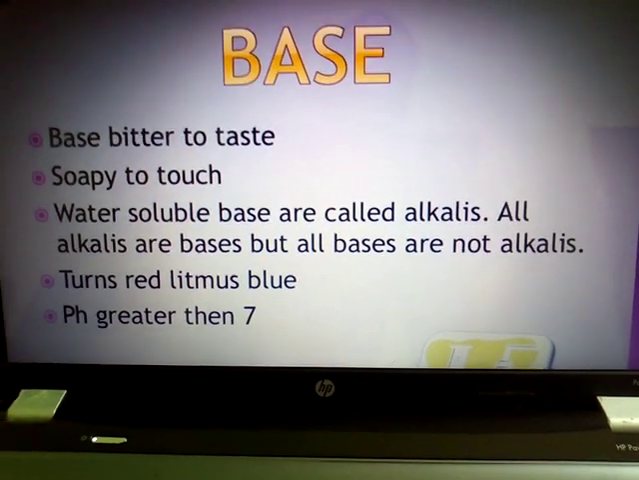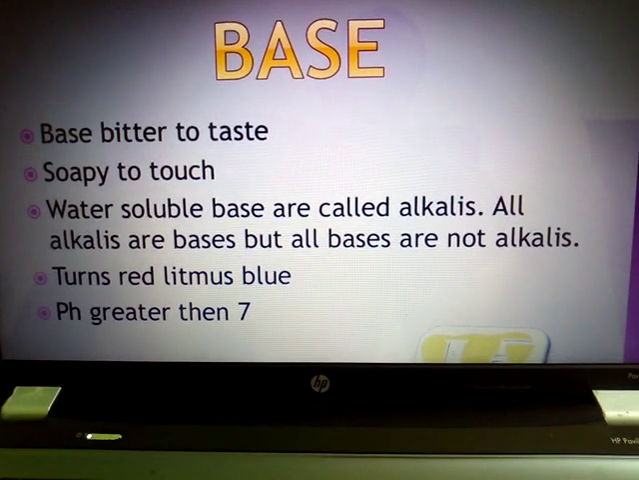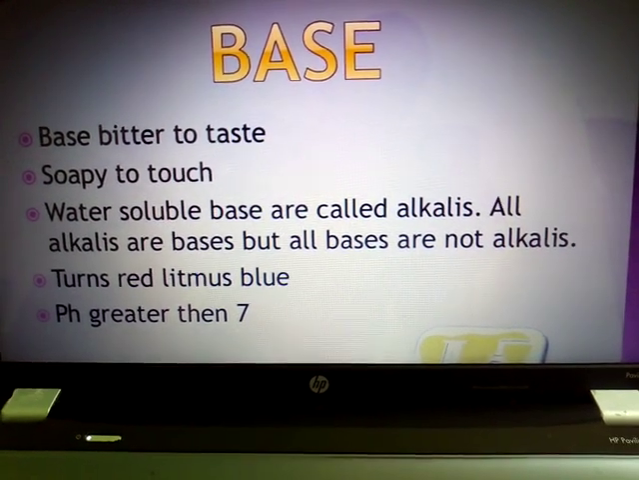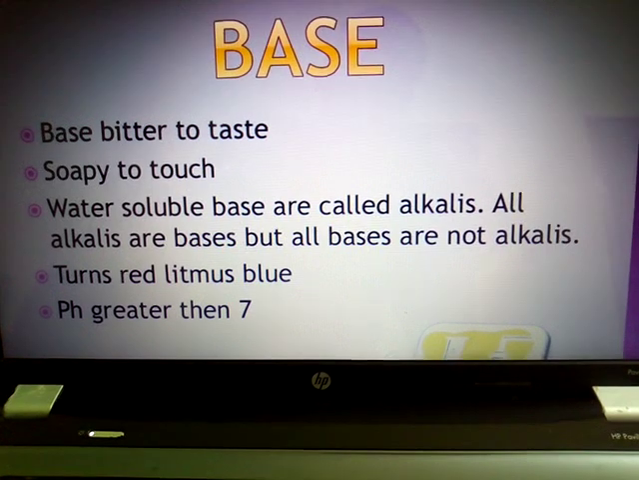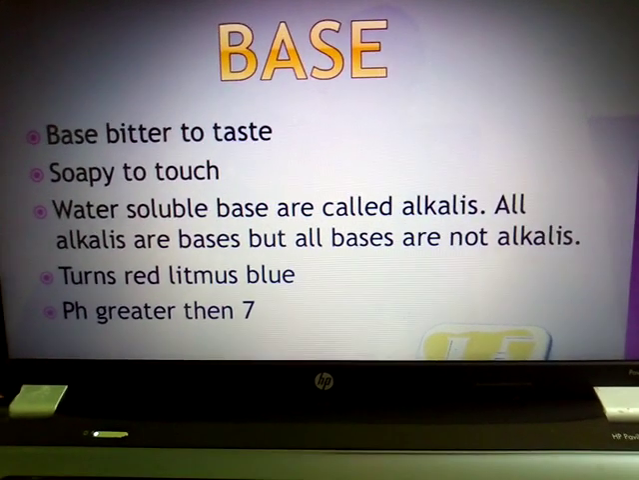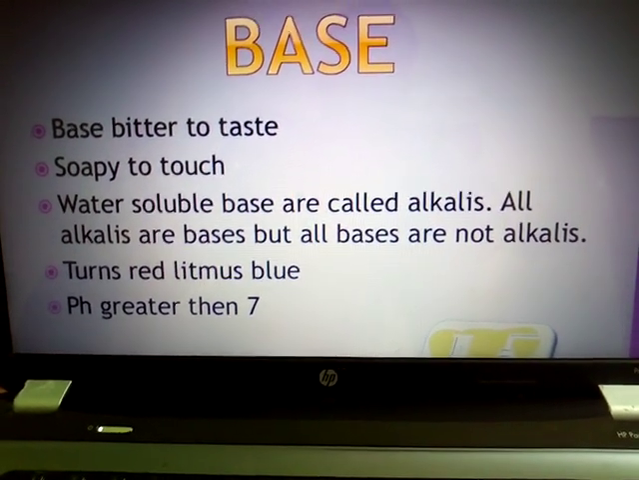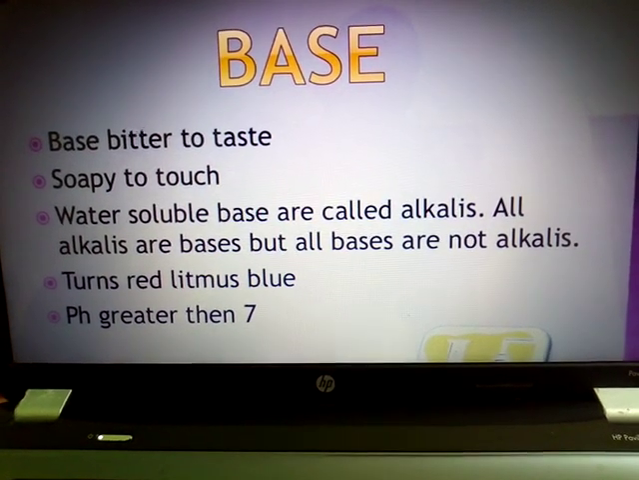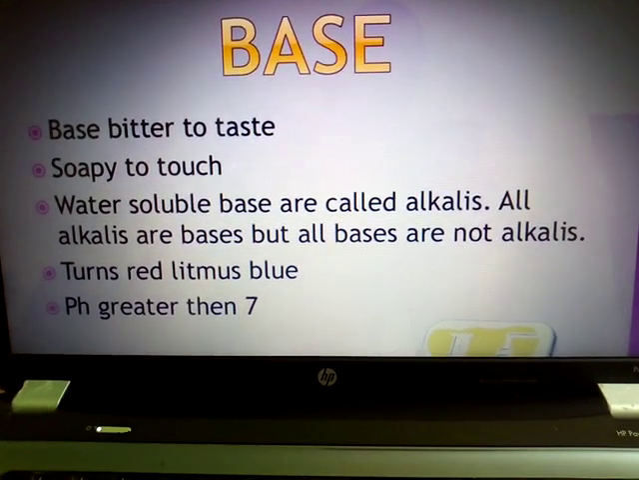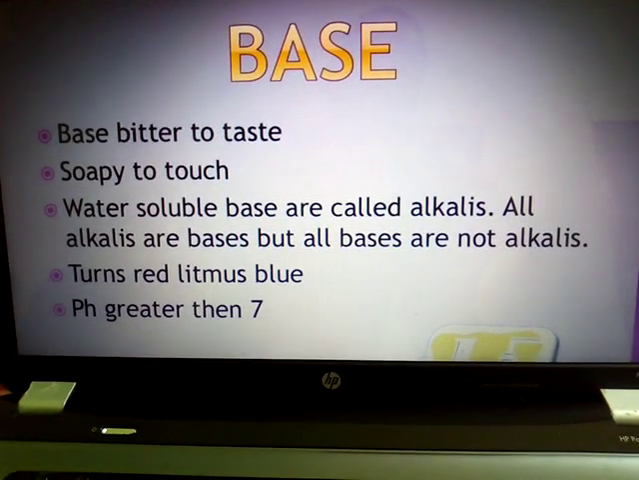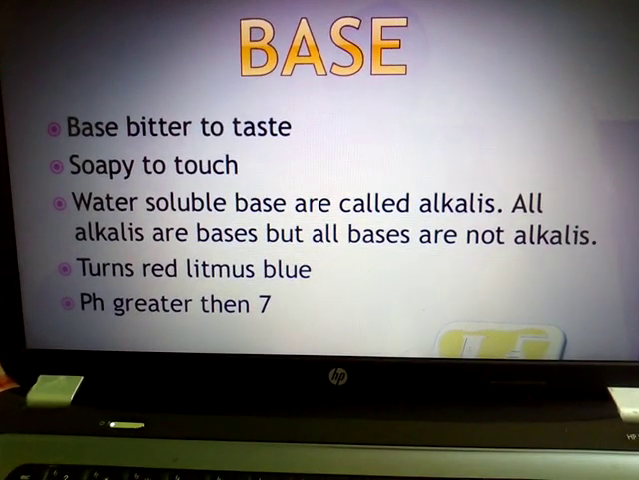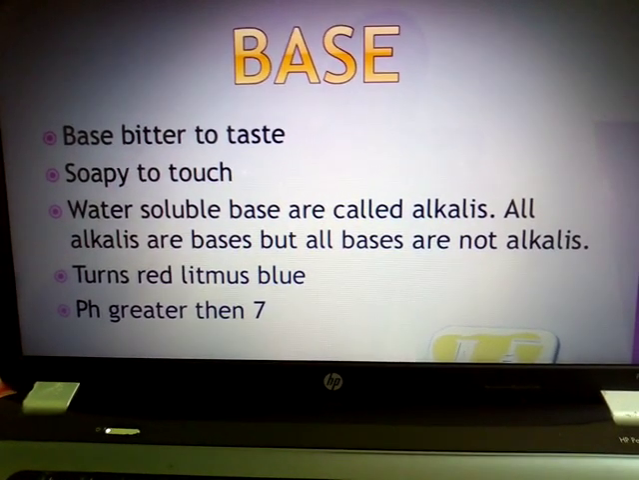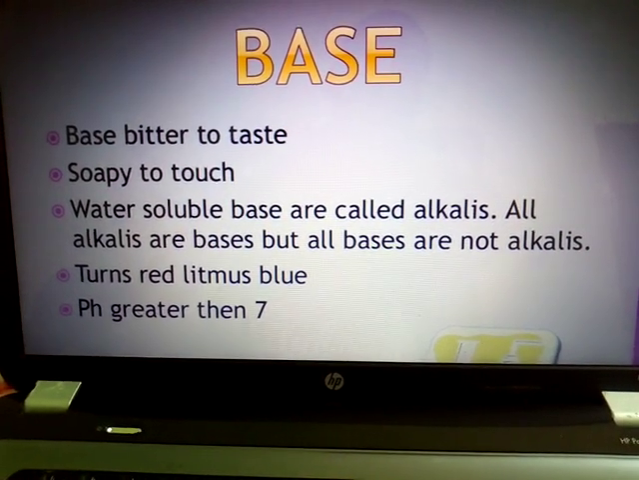So up till here we have seen what an acid is. Acids are substances which are sour in taste, and a base is a substance which is bitter in taste. And salt is a substance which is formed when acid and base react. When acid and base react, it forms salt and water. In the next slides we will see the salts.